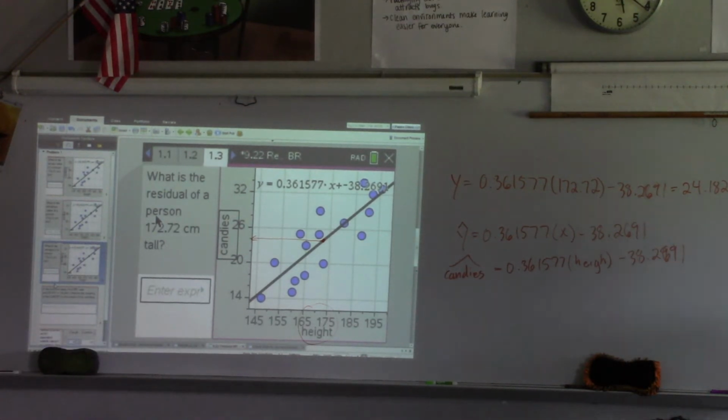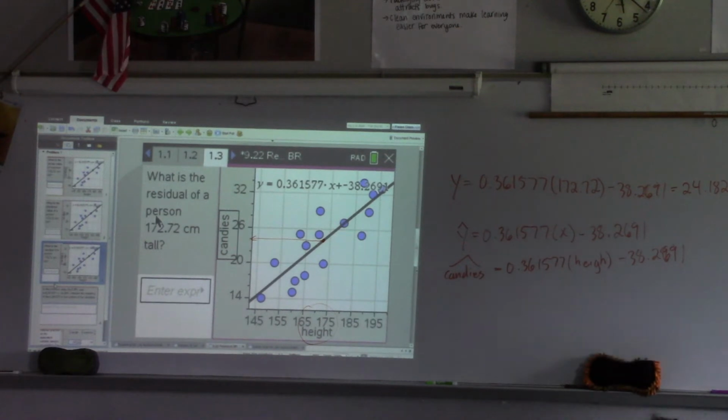Where can we go to determine if that is correct or not? Your notes from squared up. You need to know that the residual comes up in squared up. So I need actual minus predicted. What was the actual value? 20. So the residual would be 20 minus what? 24.1826, or whichever one you got in your calculator. So there we go.